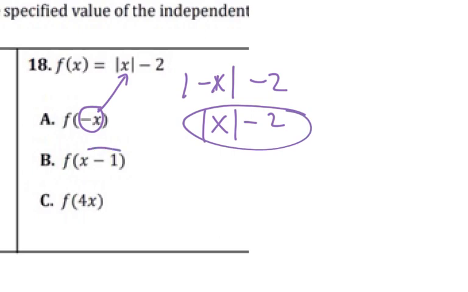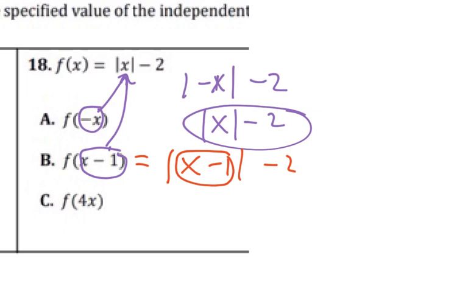All right, now what's f of x minus 1? We literally plug in x minus 1 in there. So f of x minus 1 is going to be the absolute value of x minus 1 minus 2. Again, see how I plugged in x minus 1 for x. What's f of 4x? I'm going to plug in 4x there. So it's going to be the absolute value of 4x minus 2.